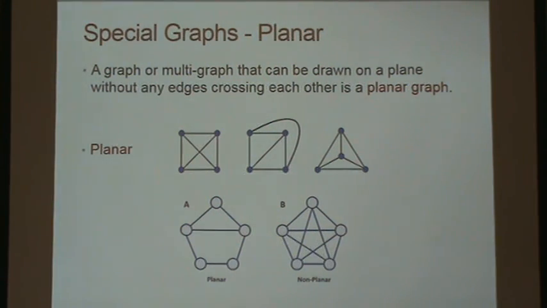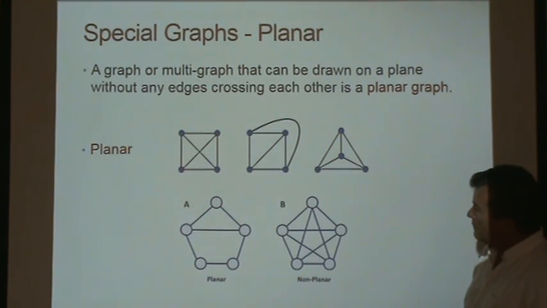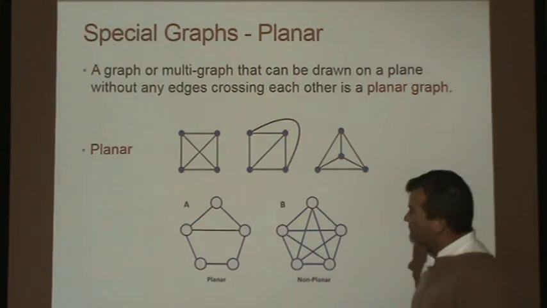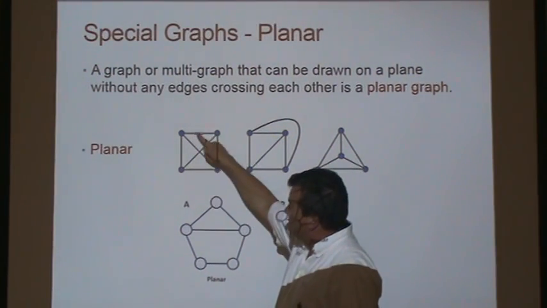Okay, then a planar graph, so a graph or a multigraph that can be drawn on a plane without any edges crossing each other, would be considered a planar graph. So a subset of all graphs are planar graphs. So for example, this graph is planar.